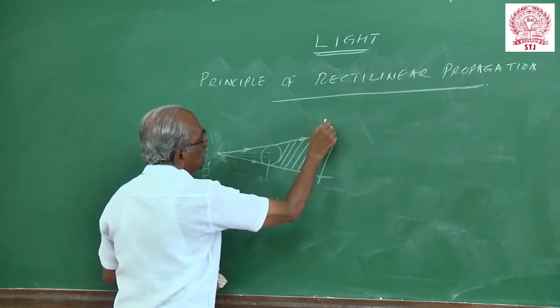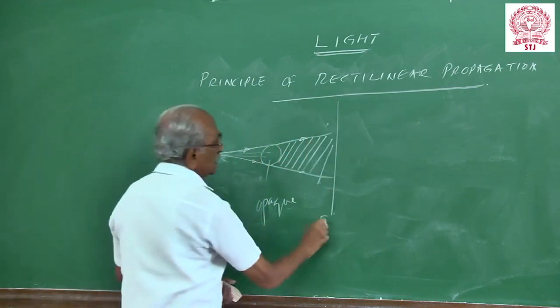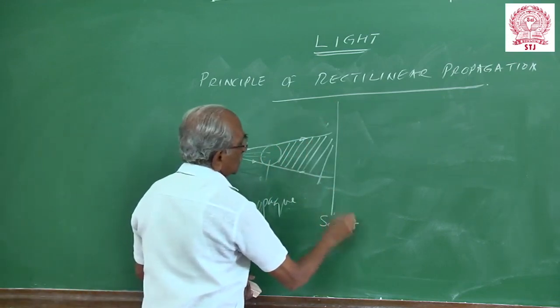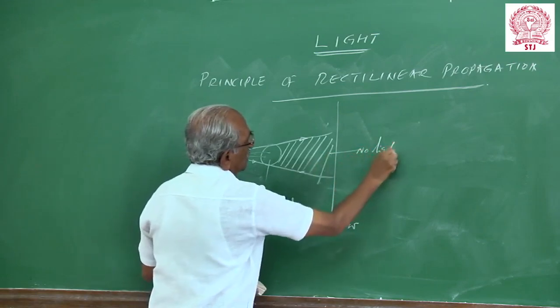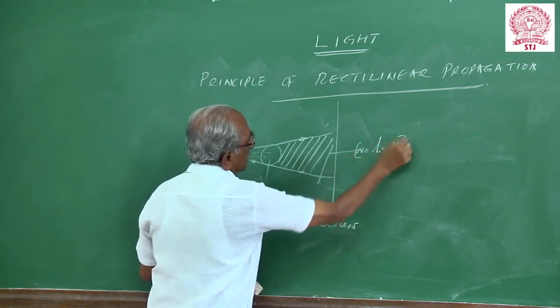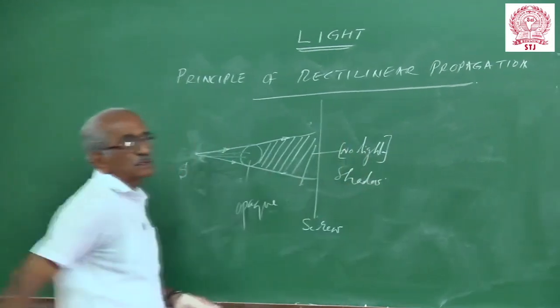If you keep a screen here, let's suppose, we keep a screen here. Now we have a region where we don't get light. Now that region is called shadow. That region is called shadow.